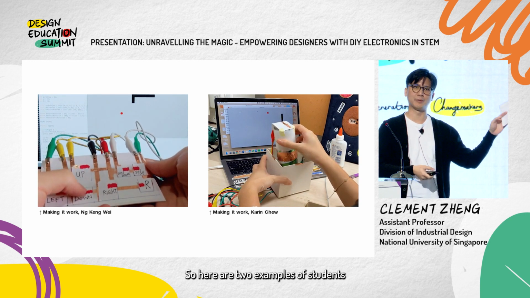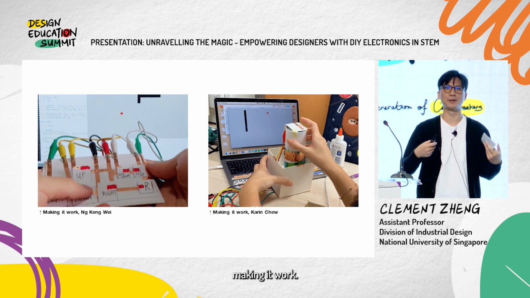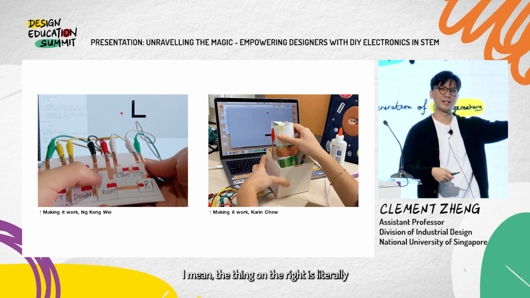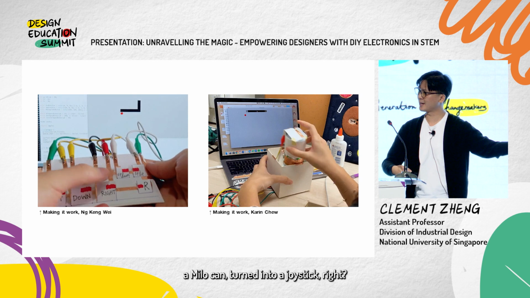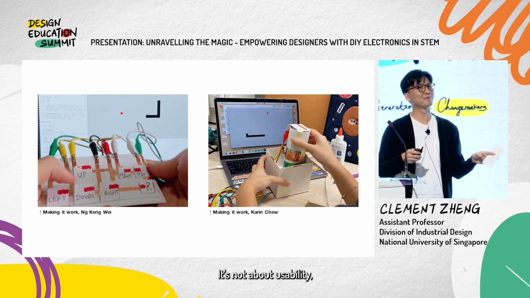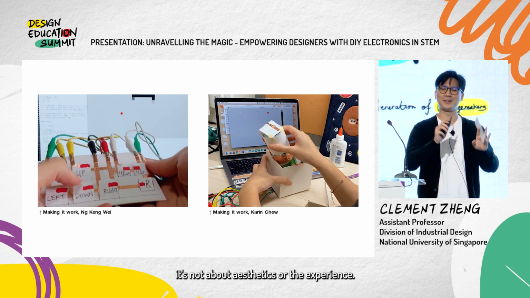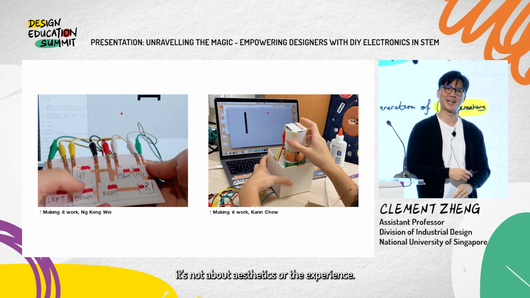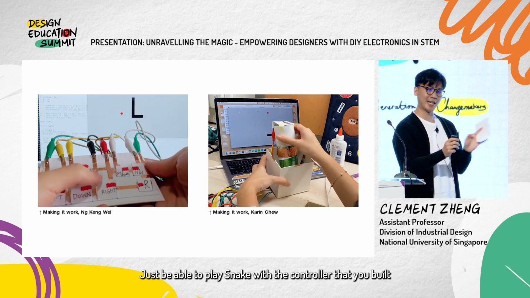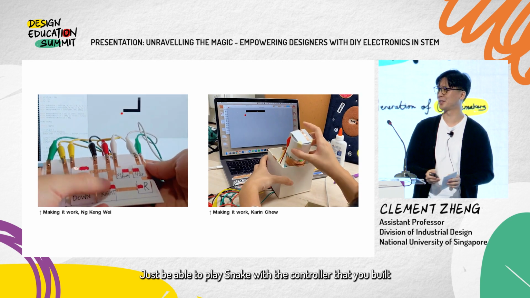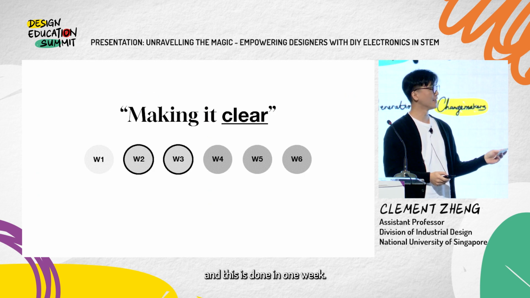So here are 2 examples of students making it work. The thing on the right is literally a Milo can turned into a joystick, right? It's not about usability. It's not about aesthetics or the experience. Just be able to play Snake with the controller that you built. And this is done in 1 week.